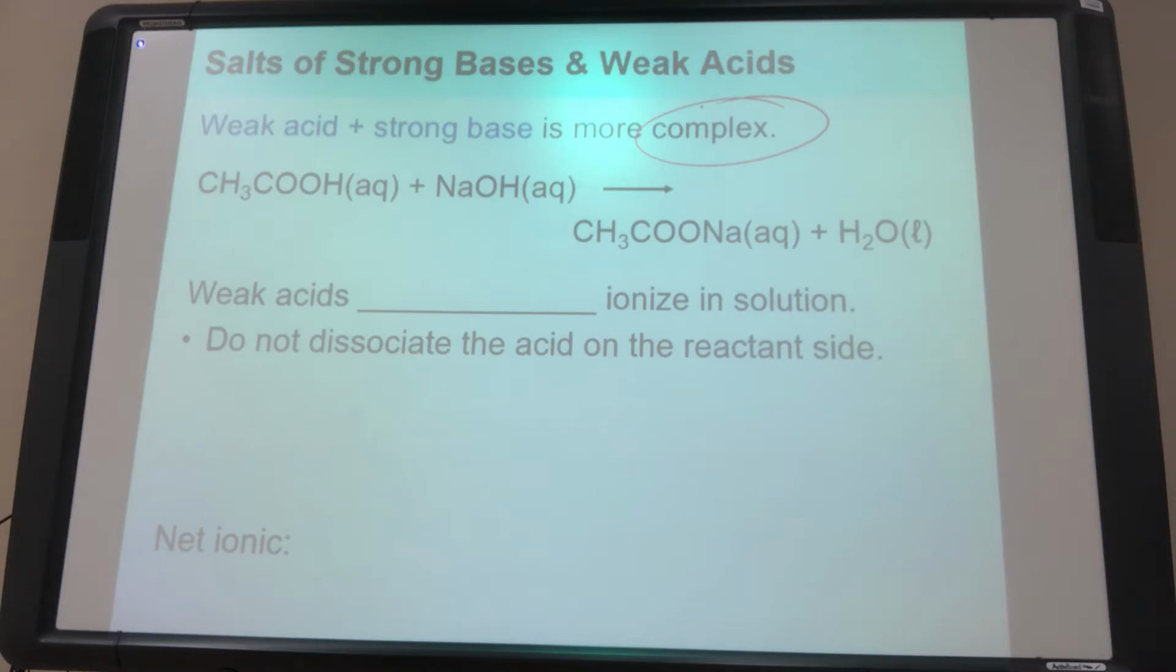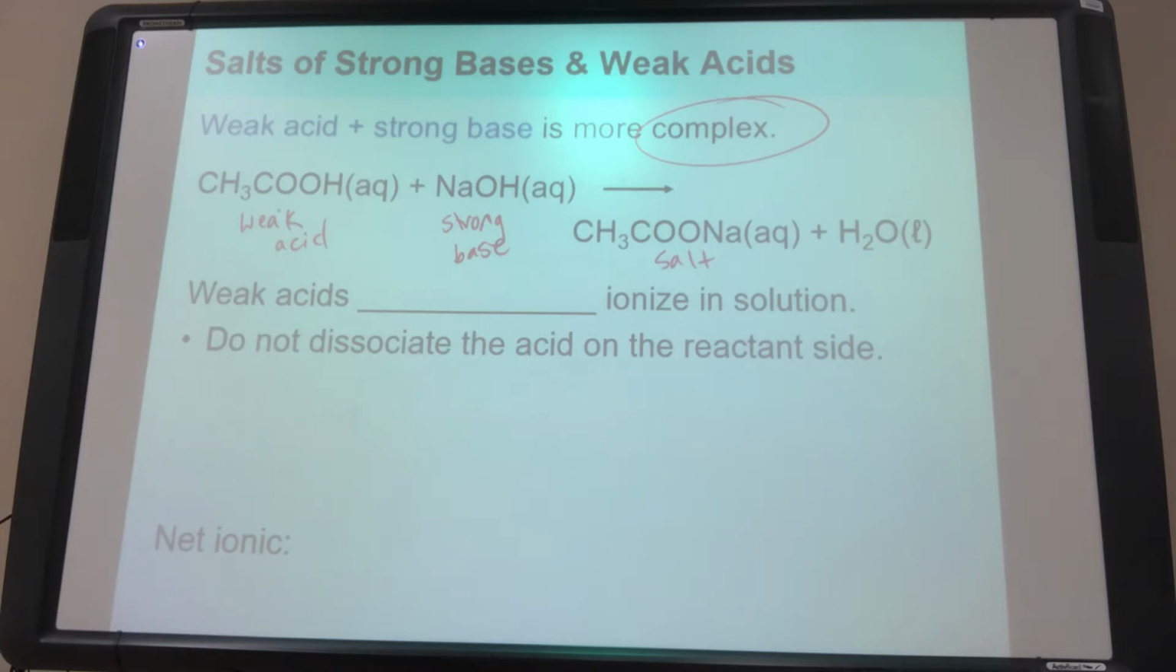So we really like when they're both strong. When I start making one weak and one strong, it gets more complex. And if they're both weak, then it's super complex, okay? So let's get a little bit more challenging. So here I've got a weak acid with my strong base. These are on your chart, okay? They're going to form my salt and water, just like we know.